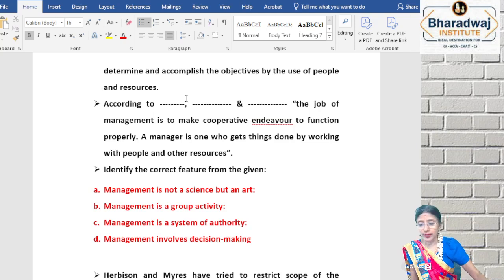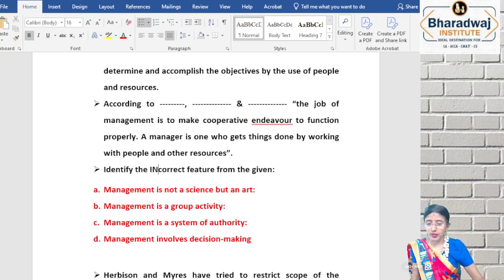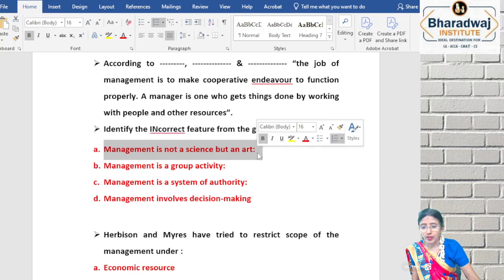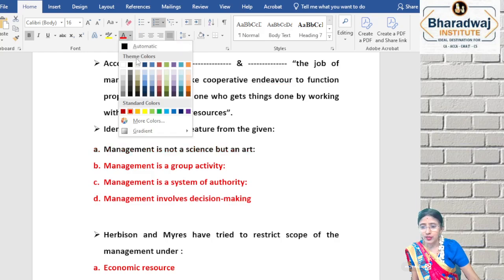No, it is not correct. It is incorrect. I remember. Identify the incorrect feature from the given. A. Perfect answer. Wonderful. Because it's given management is not a science but an art. Very good here.